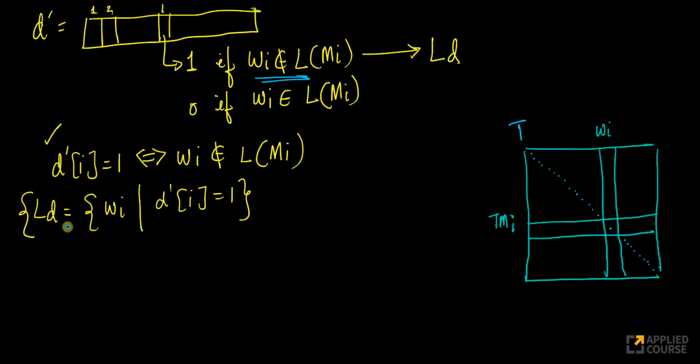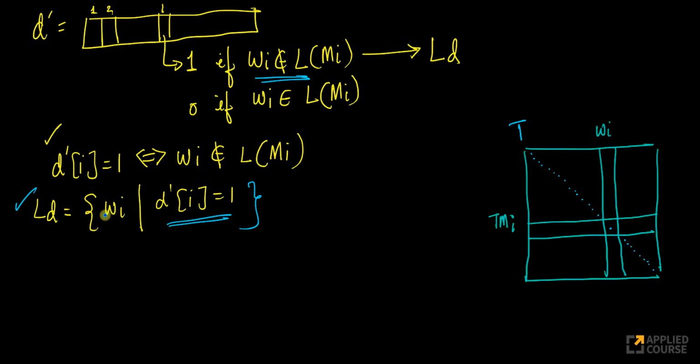So I can write it in this form. Whenever my d dash i equals 1, that implies that my wi doesn't belong to the language accepted by mi, or wi is not accepted by mi, which means I can write LD as this. Look at this. Let me not put these curly braces here. So I can think of my LD using d dash i's. Very interesting. Till now everything is cool.